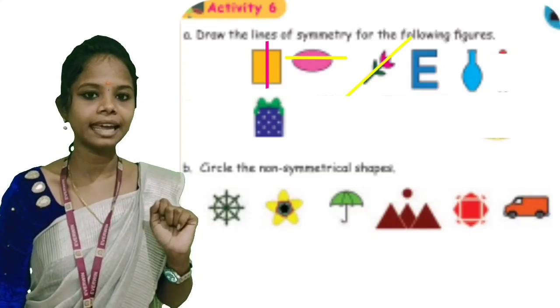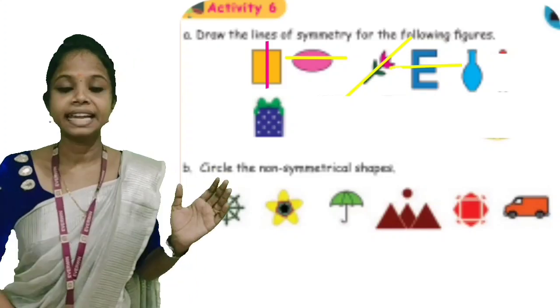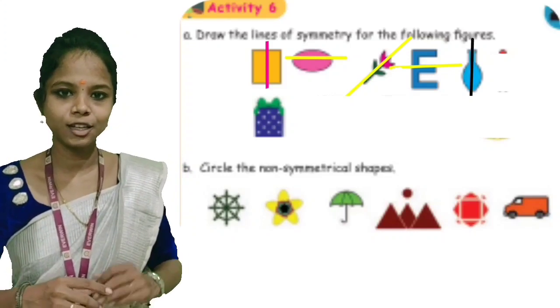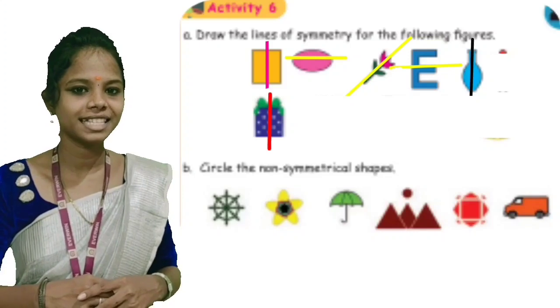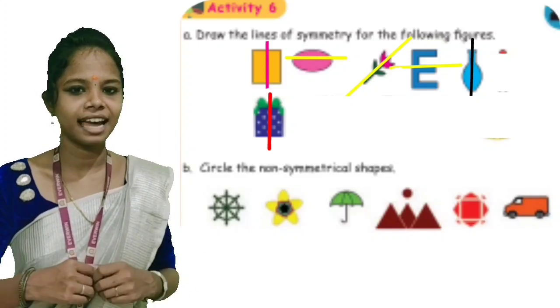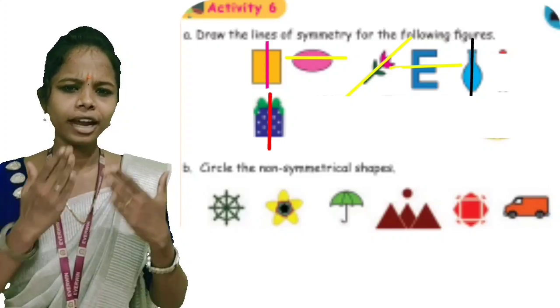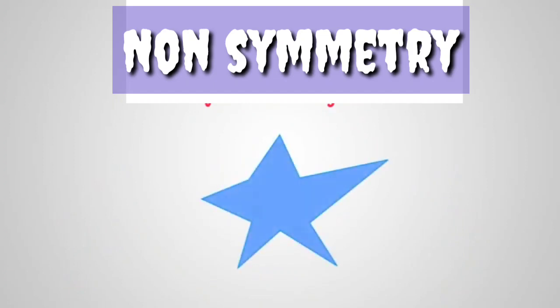Next, what is that? E. For E, we can draw a line of symmetry in a sleeping line. Next, flower vase. For the flower vase, we can also draw a line of symmetry in a standing line. Yes, next gift box. Yes, we can draw a standing line. So like that we can draw a line of symmetry for each of the figures. Yes. What is non-symmetry?